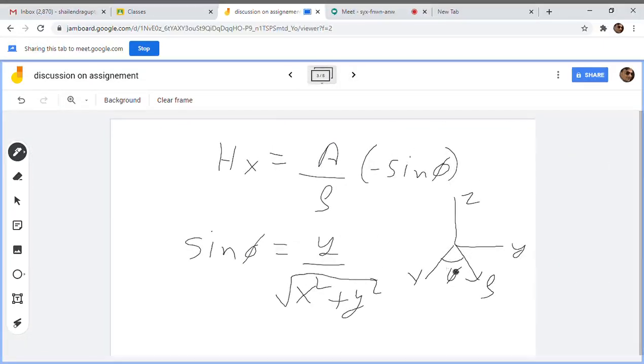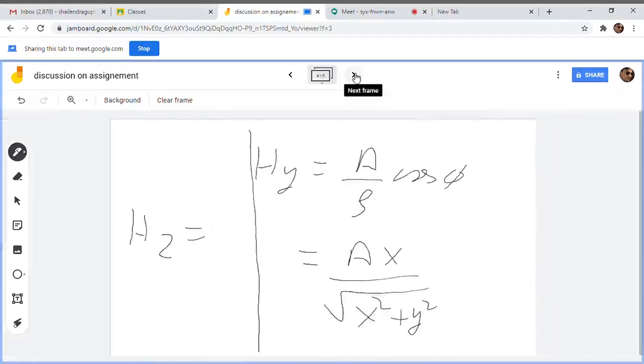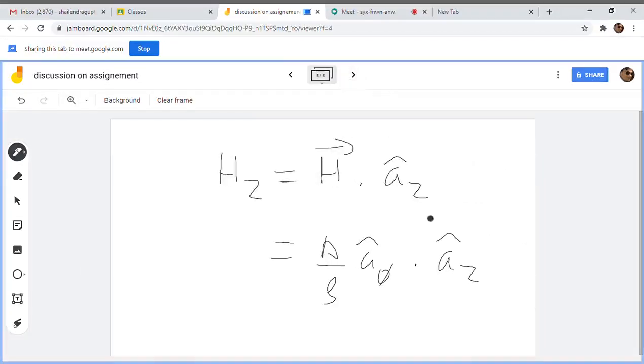Just see, the phi is in the xy coordinate. The angle between a phi and az is 90 degrees. You can see here it is just 90 degrees. Z is perpendicular to the xy plane. So if you say that to be cos theta, then cos 90 degrees will become 0. So hz will become 0.